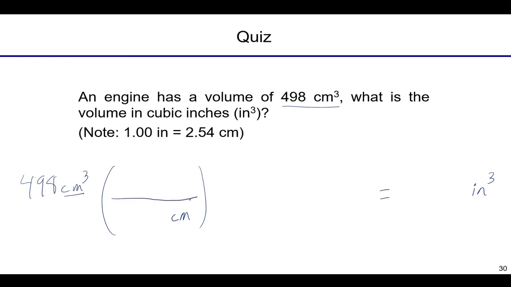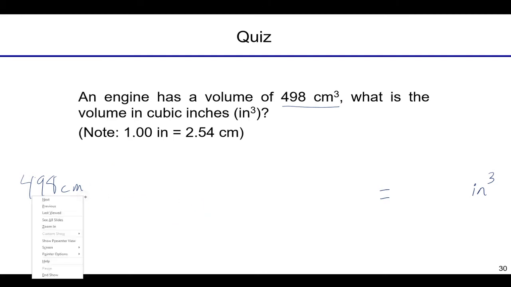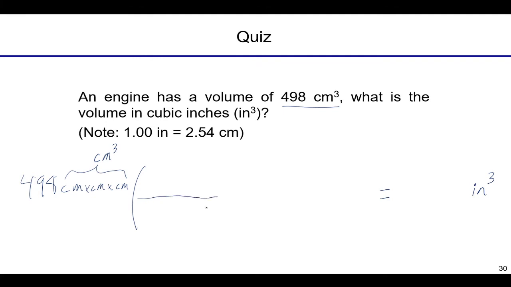Okay, but I'm going to take a brief aside here. I'm going to encourage you, if you're not used to cubic units, to think about writing this out as 3 of them. Think of it not as a cubic unit, but 498 centimeters times centimeters times centimeters. There's 3 of those centimeters involved in a cubic centimeter. And when you write it like this, then it's quite obvious that you can put one of these centimeters down here because you know from this unit equation, you can get rid of one of them.